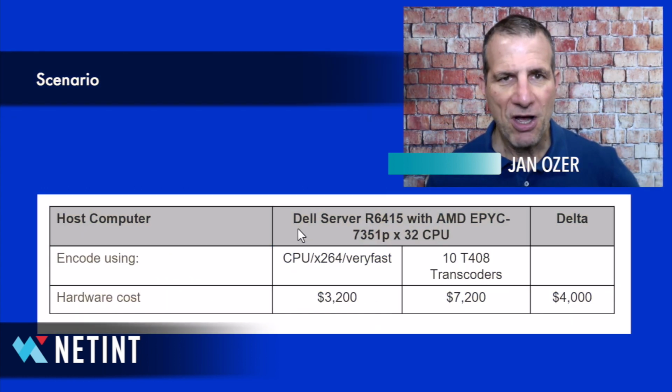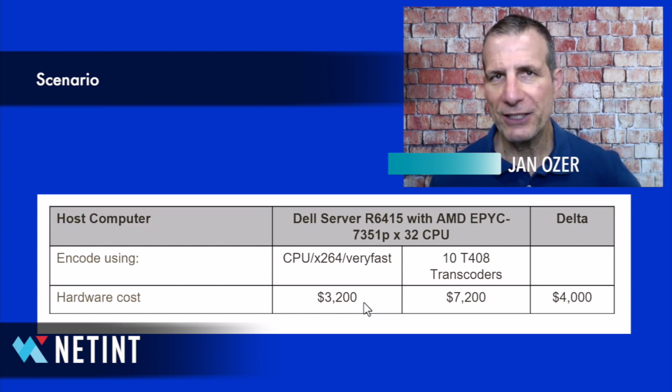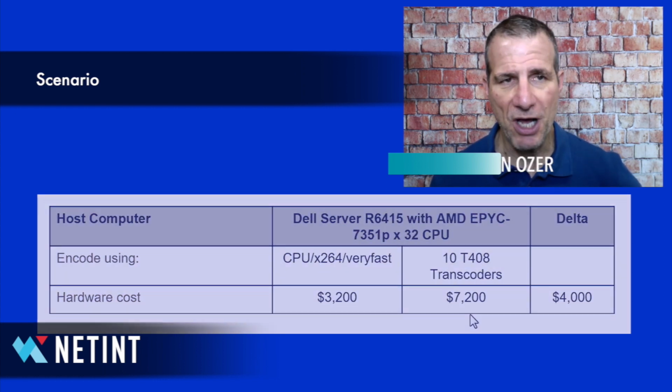So here's the start of the cost side. The Dell server costs around $3,200 new, and if you're encoding with software only, you don't need to add any hardware to that, so $3,200 is your base cost. If you encode with the T408 transcoders and you add 10, that's another $4,000, but that price can come down significantly in quantity. So the starting cost for that unit is around $7,200.